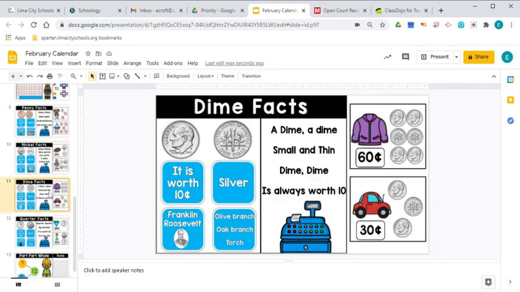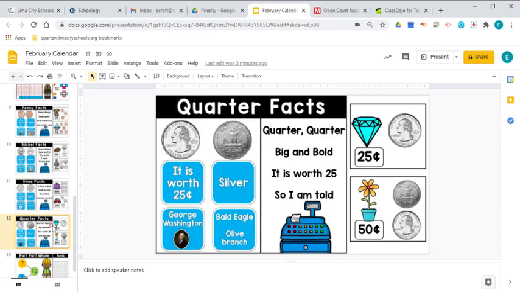All right, let's take a look. This is the dime. It's worth 10 cents. We'll talk more about that tomorrow. And this is our quarter, and it's worth 25 cents. And I'll include another money video for you to practice remembering your coins and how much they're worth.